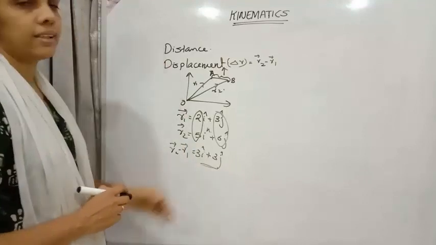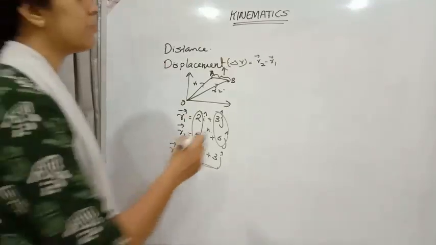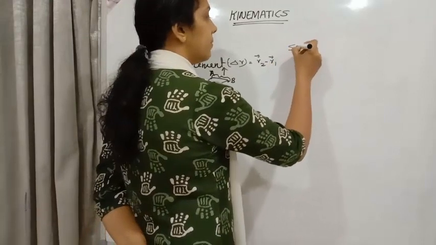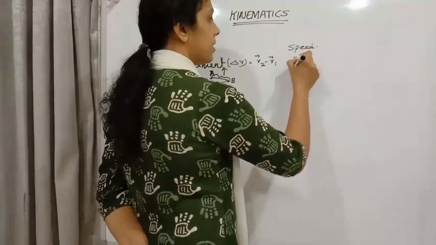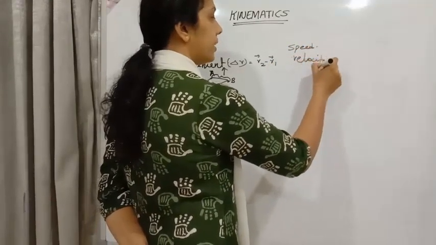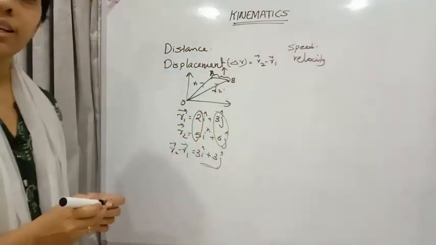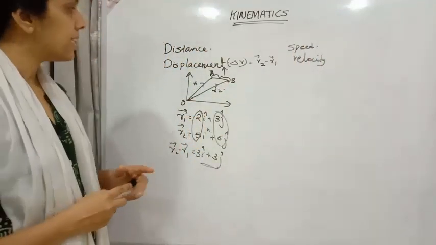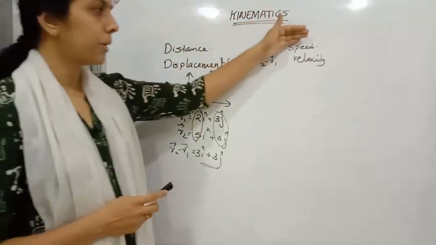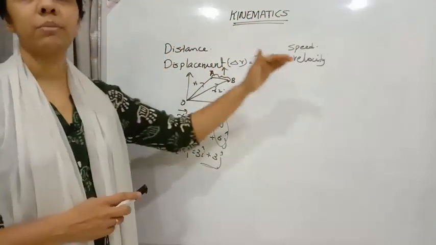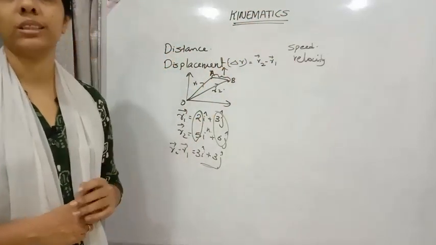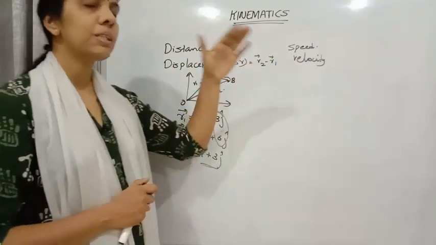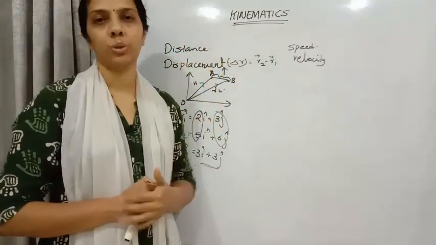So distance, displacement. After that, speed and velocity. Speed is a scalar quantity and velocity is a vector quantity. Distance travelled divided by time is speed. Displacement divided by time will be velocity. With velocity, we will be considering the direction also.